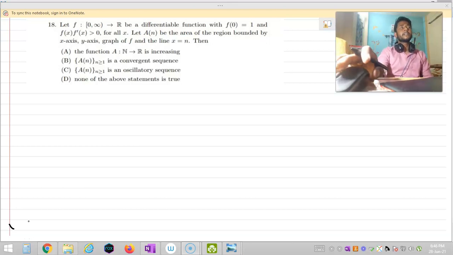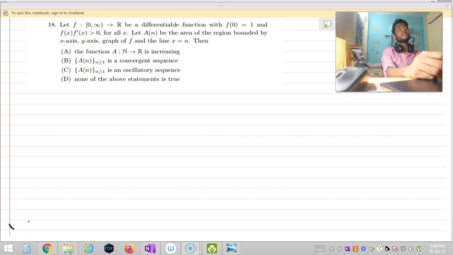Now let us solve question number 18, which says: let f from [0, infinity) to R be a differentiable function, f(0) = 1, and f(x) times f'(x) is greater than 0 for all x. Let A_n be the area bounded by the x-axis, y-axis, graph of f and the line x = n. Then which option is true? We have to find the correct option.